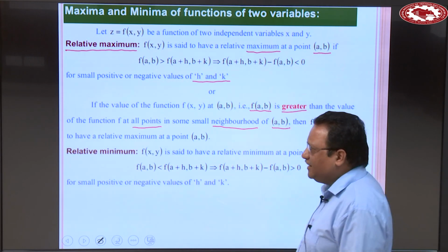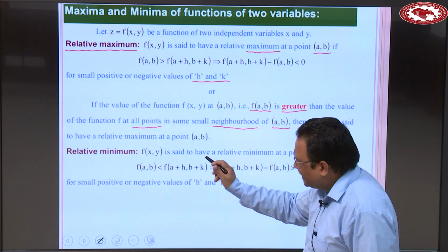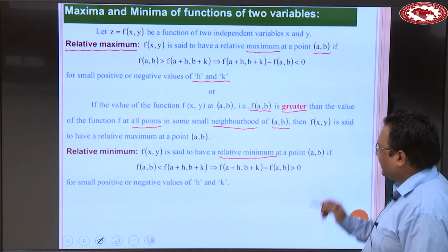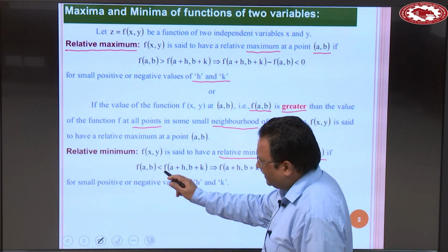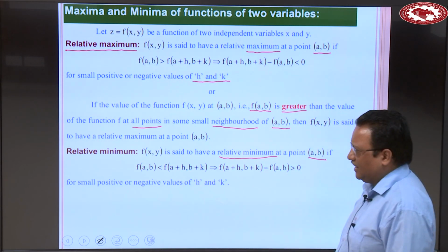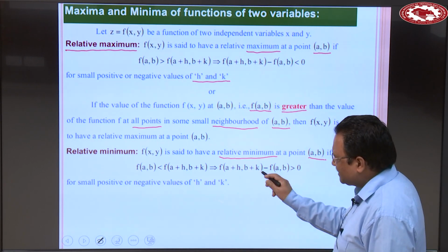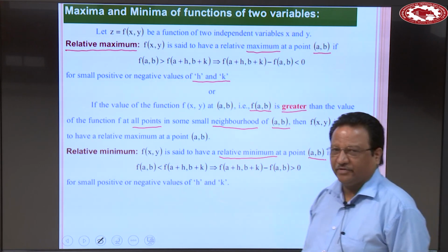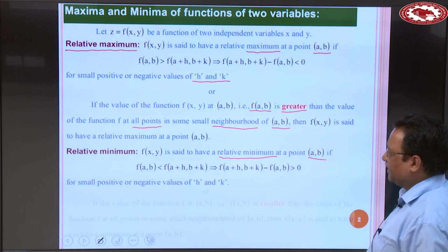Similarly, we can define relative minimum. f(x, y) is said to have a relative minimum at a point (a, b) if f(a, b) is less than f(a+h, b+k). This inequality means f(a+h, b+k) - f(a, b) is greater than 0 for small positive or negative values of h and k.